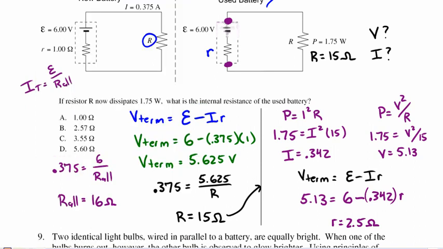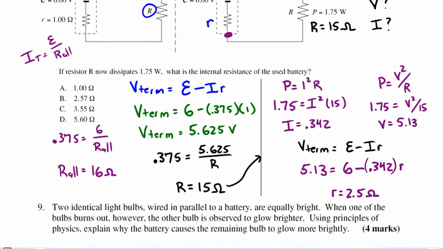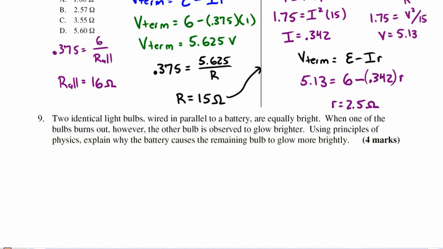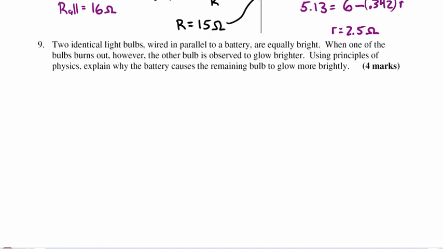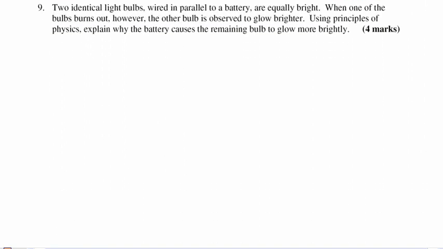All right, last one is a conceptual one. It's kind of a checks and arrows question. We talked about this during class, so it's a nice little reminder of this story. It's not an easy story to figure out, but it's doable. We've got 2 identical light bulbs wired in parallel to a battery. They're equally bright. When one of the bulbs burns out, however, the other one glows brighter.